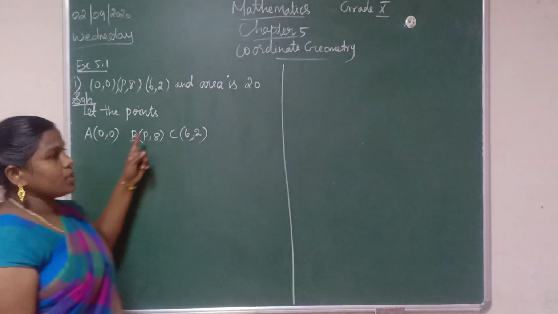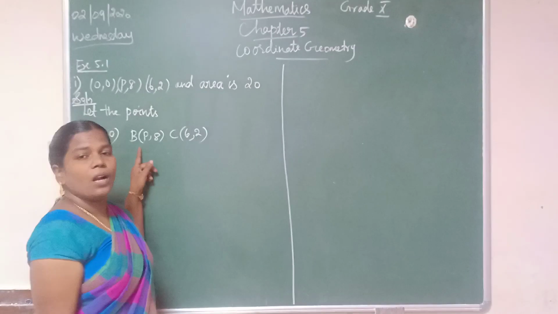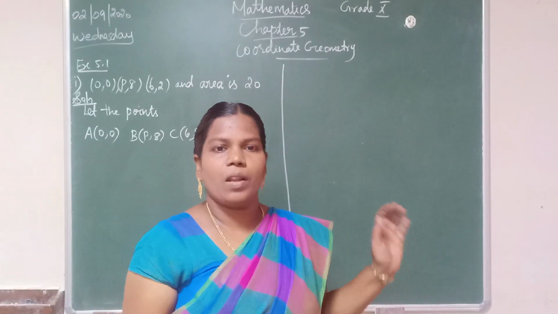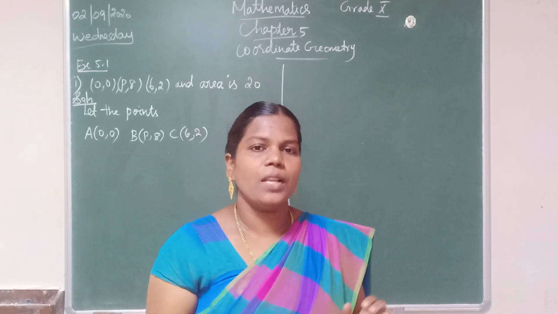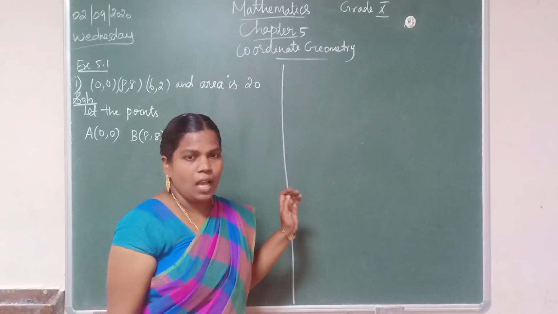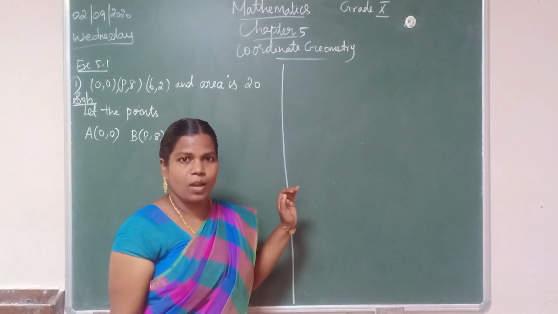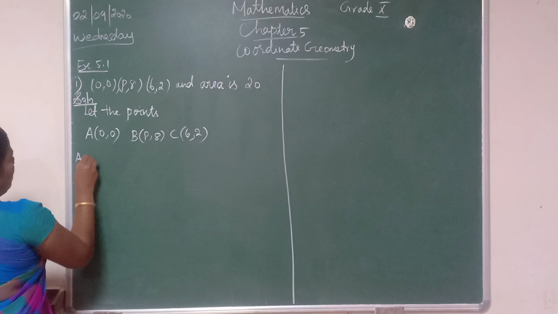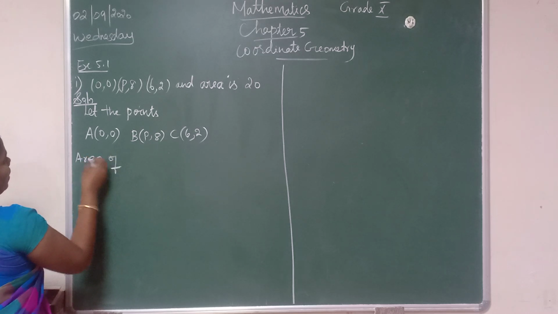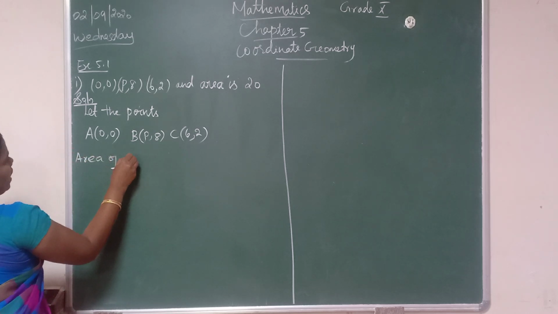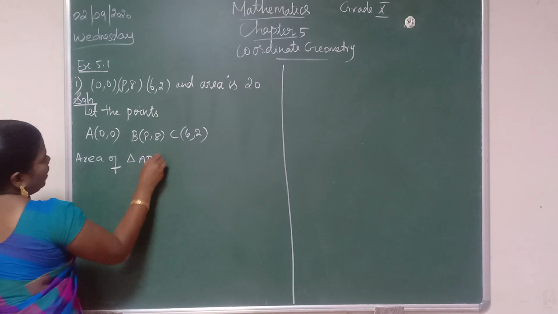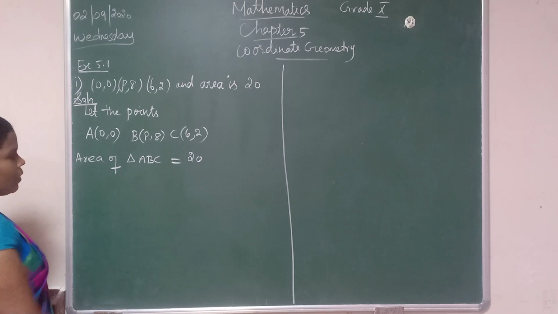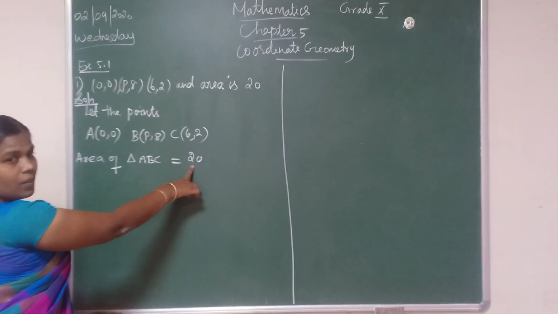Okay, the area is given. We have to find the unknown value P. So by using the area of triangle formula, we can get the answer. Do you remember the area of triangle formula? Say the formula. Given that the area of triangle ABC is equal to 20 square units. It is given in the question.